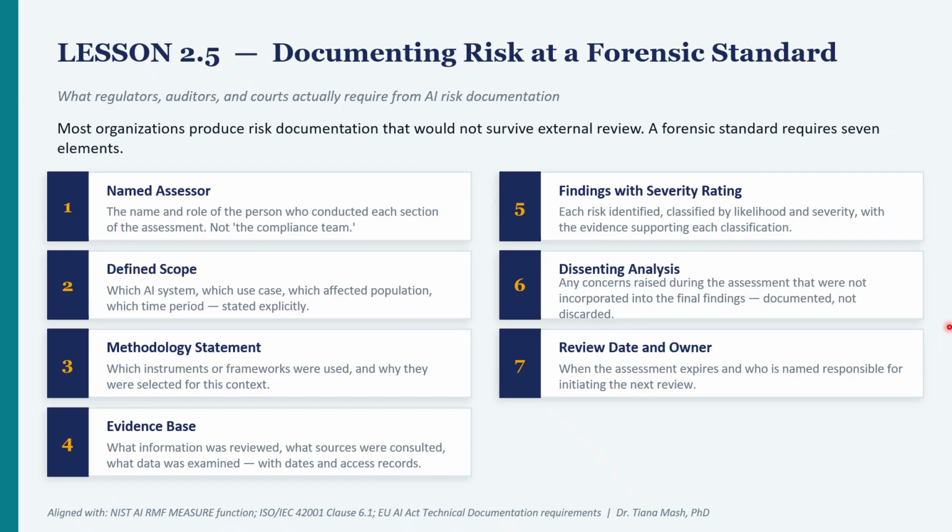And then we're going to be talking about element 6. This is the dissenting analysis. This is any concern that was raised during the assessment that was not incorporated into the final findings, but documented, not discarded. This is the element that is almost universally absent from organizational risk documentation, and it is the one that most often becomes legally significant after a failure occurs. So if someone raised a concern during an assessment process and it was not acted on, that needs to be recorded. Someone recently said, well, why does it matter?